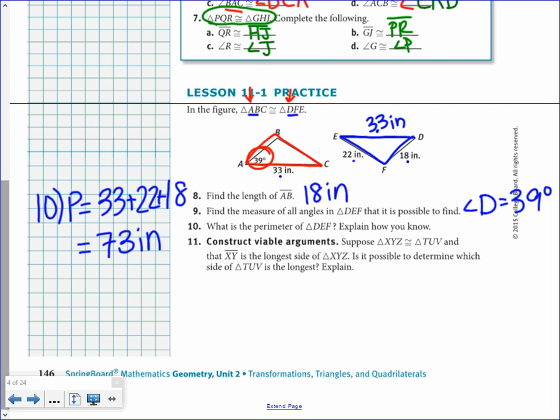Looking at number 11, if we know that our triangles are congruent and XY is the longest side, is it possible to determine which side of triangle TUV is the longest? And explain. Yes, if we know our triangles are congruent, XY corresponds to TU. And so since those are corresponding, if XY is the longest side of one triangle, TU is going to be the longest side of the other triangle. And so that's how you know the side that's going to be the longest. So hopefully that helps you a little bit with lesson 11.1, dealing with congruent triangles.